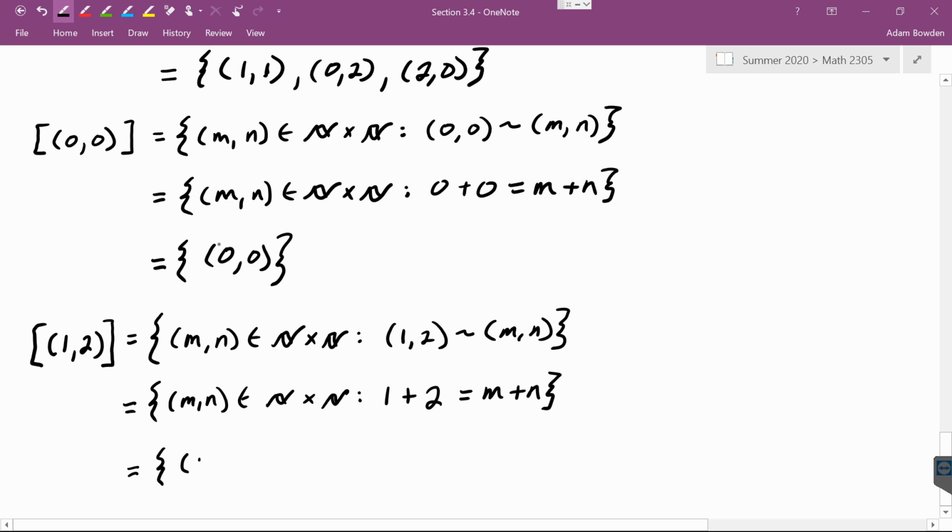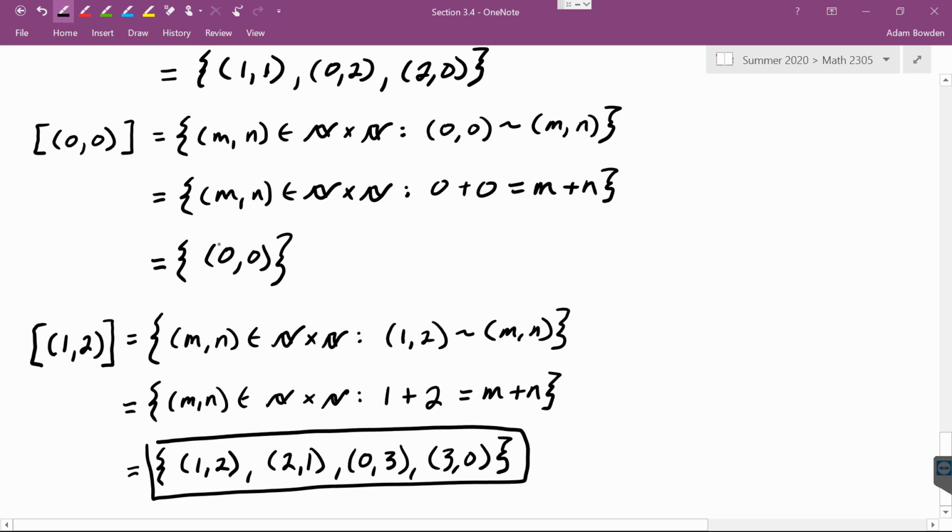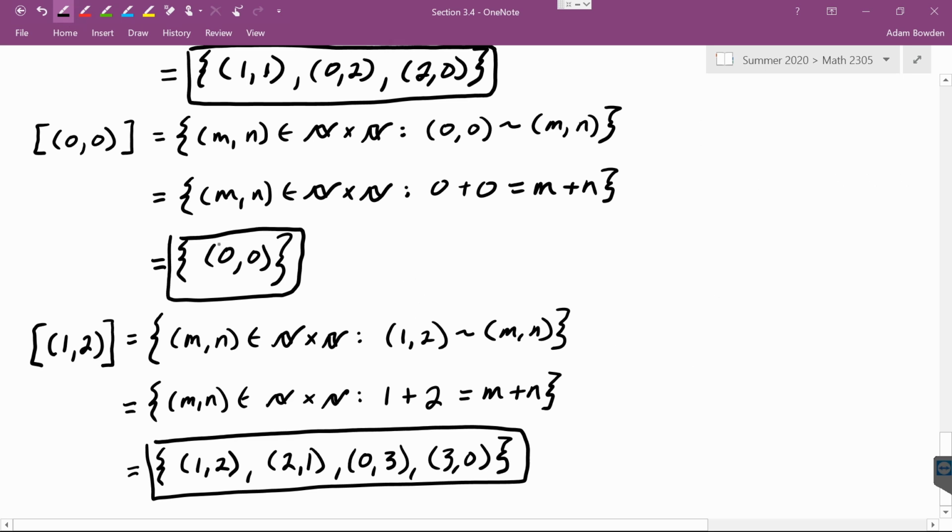Let's see, of course (1, 2) fits that description from the beginning. (2, 1), (0, 3), and (3, 0). And so this is another example of an equivalence class for this relation. And as we go along here, notice how all these equivalence classes that I've created don't share anything in common. And they never should, because again, we are partitioning things into disjoint sets.